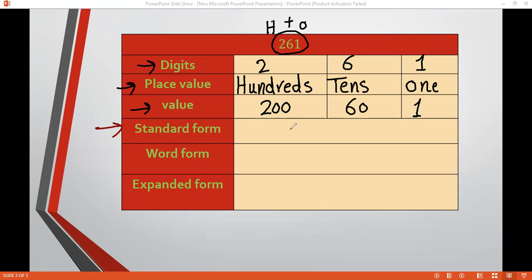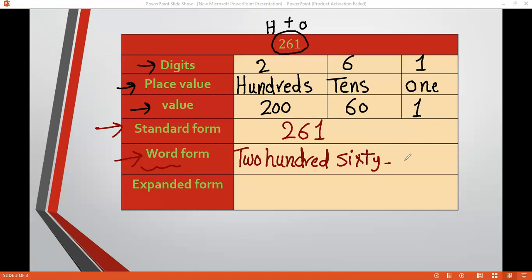Standard form is actually the number that you read, so it will be 261 without changing anything. Word form is like words, so read it as words. It will be 2, T-W-O, hundred, H-U-N-D-R-E-D, sixty, I'm sorry, sixty-one. So make a dash here, sixty-one.